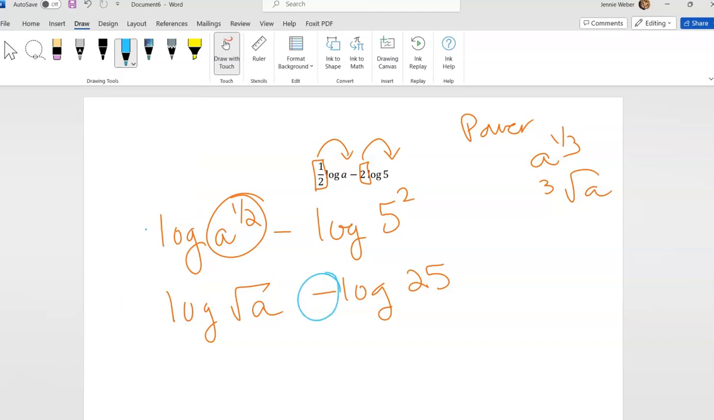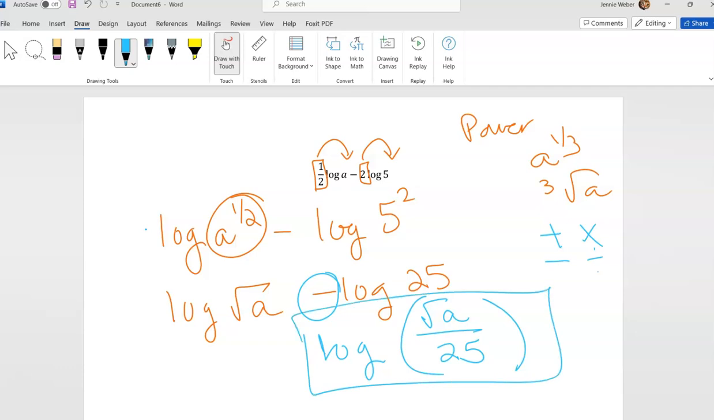Now, what's this subtraction mean? Well, this is a division sign. Remember, addition is multiplication and subtraction is division. So this becomes the log base square root of a over 25. So this would be my simplified version.